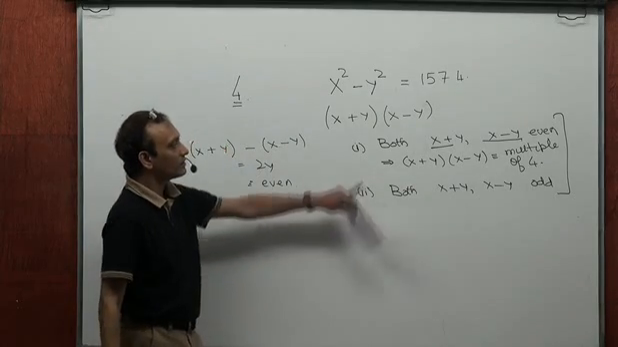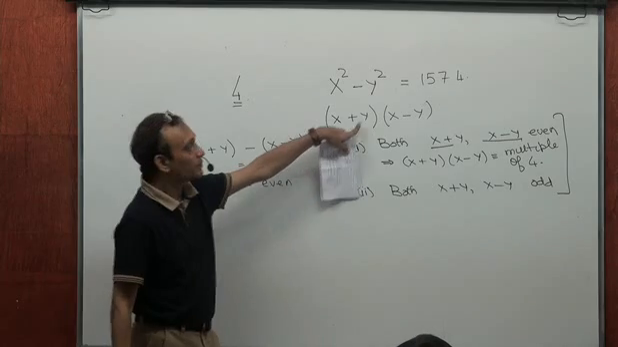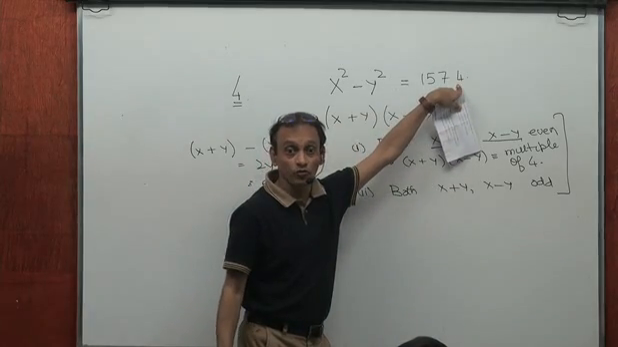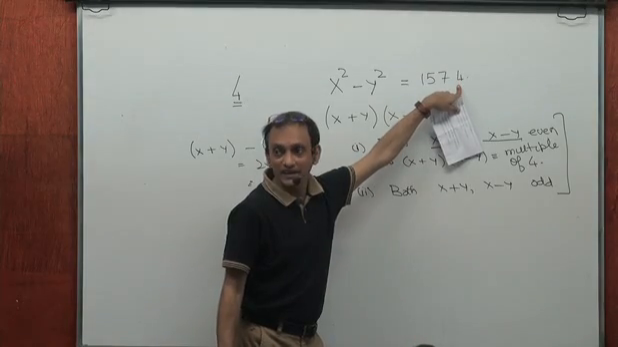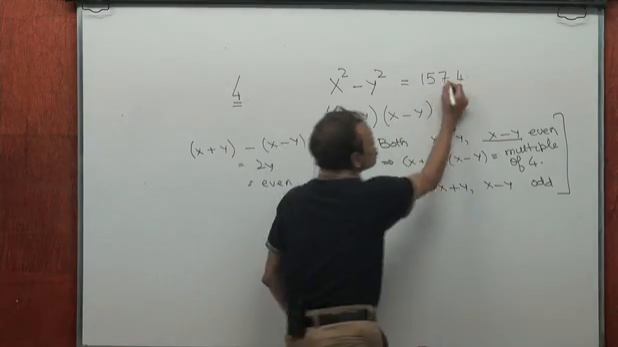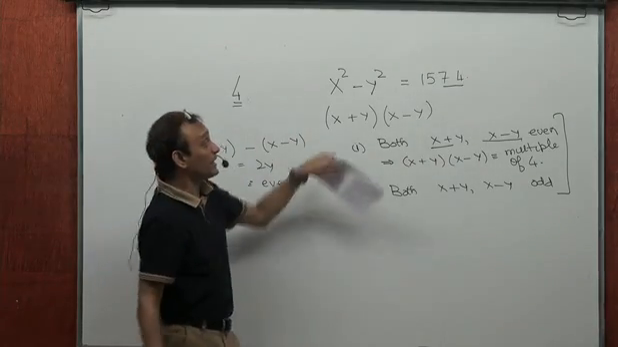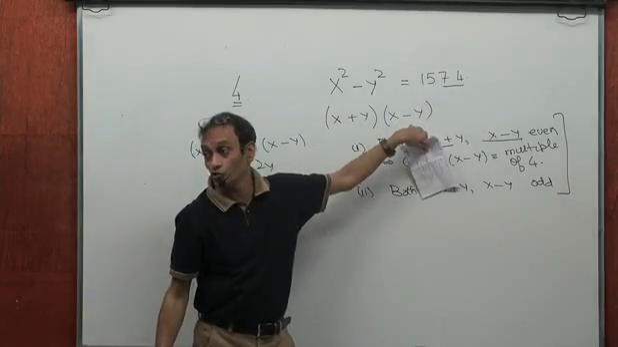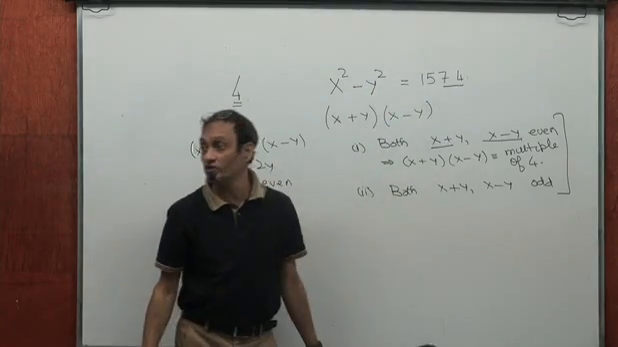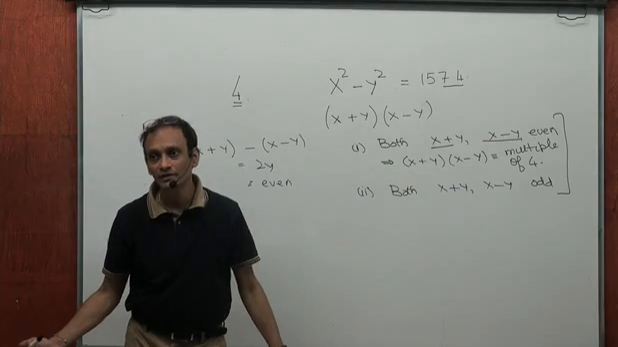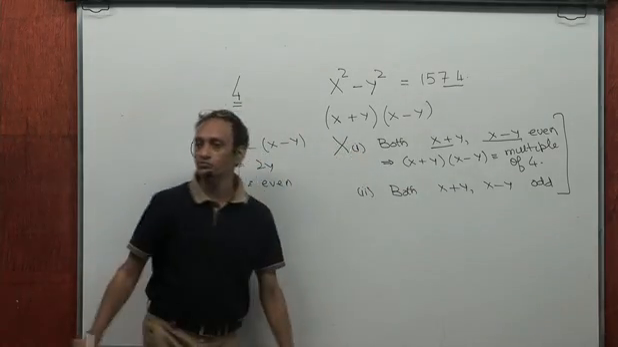So the left hand side is a multiple of 4, but is the right hand side divisible by 4? No, because the last two digits are not divisible by 4. So it's not divisible by 4, but the left hand side is divisible by 4. Is this possible? That's not possible. So this case is ruled out.